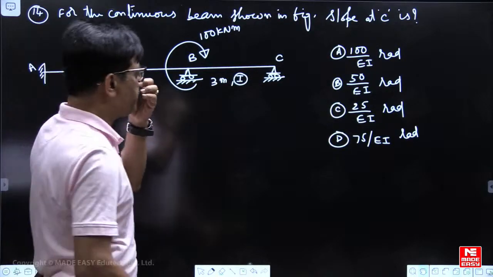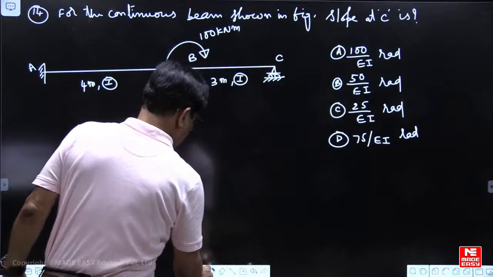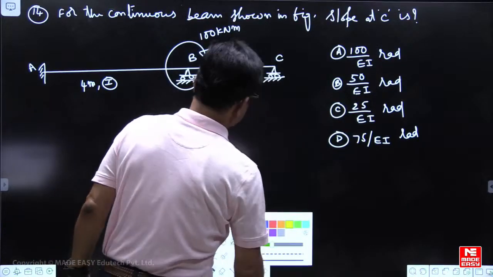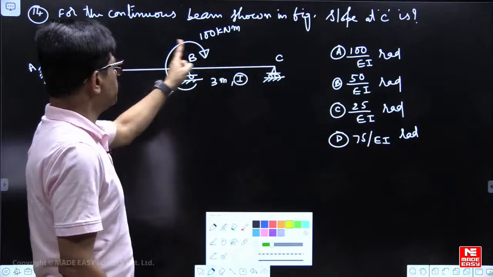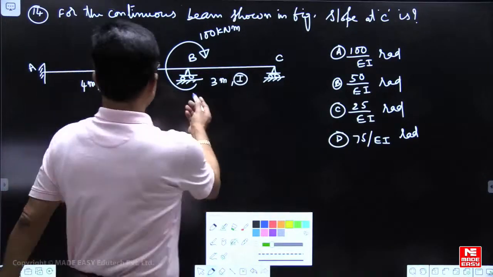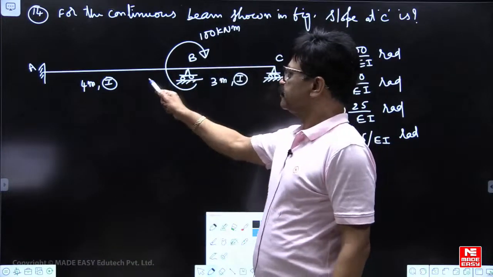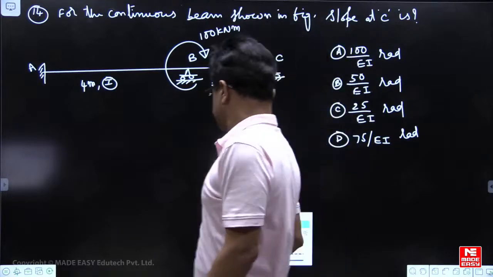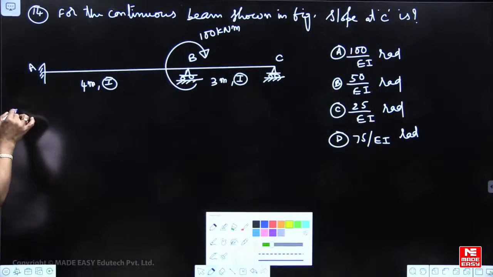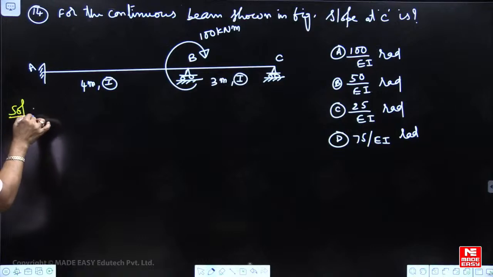Okay, 25 by EI, correct? How to get that? Now your moment M, 100 kN, is shared by 2 members. What is the distribution factor? I4 far end fixed, I3 far end hinged. So first we will calculate the distribution factors.